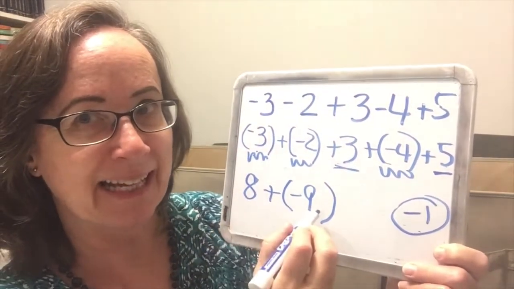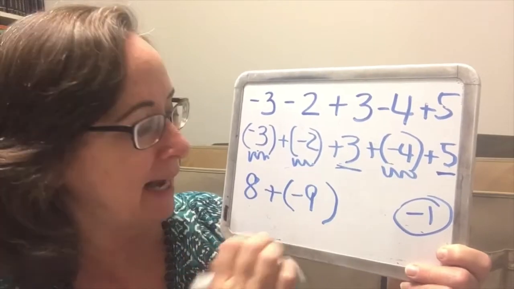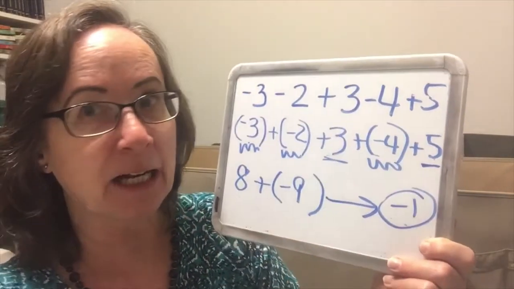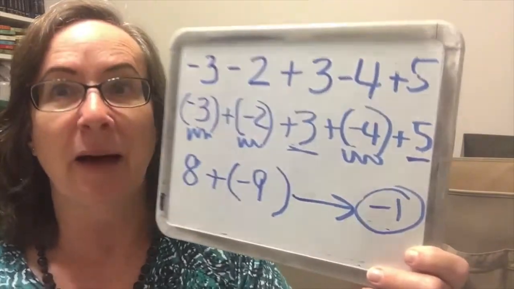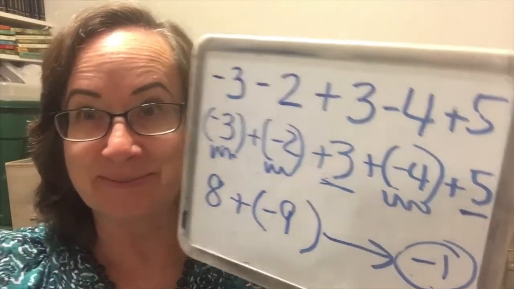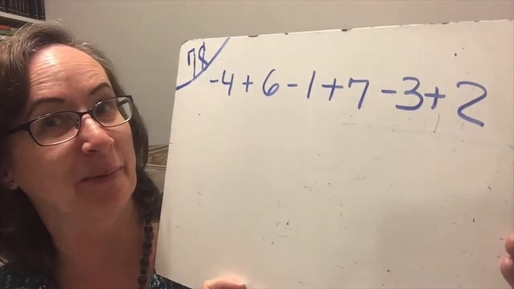8 plus a -9, opposite sign subtract, I get a -1 again. And I did it in a completely different order, but I got the same answer. Isn't that cool?